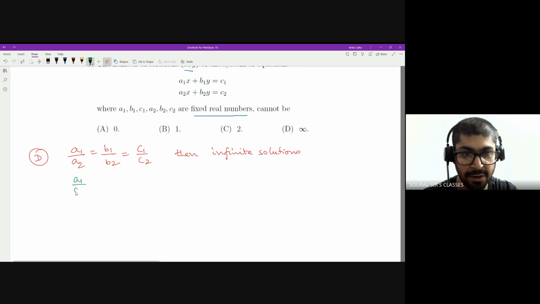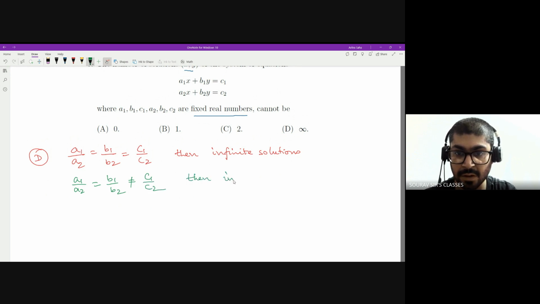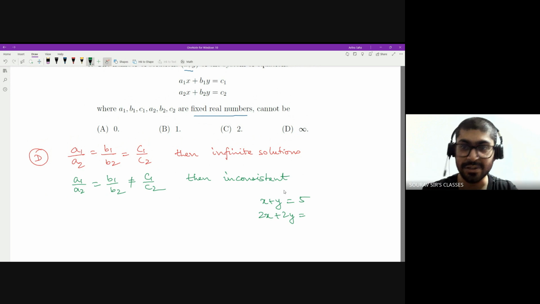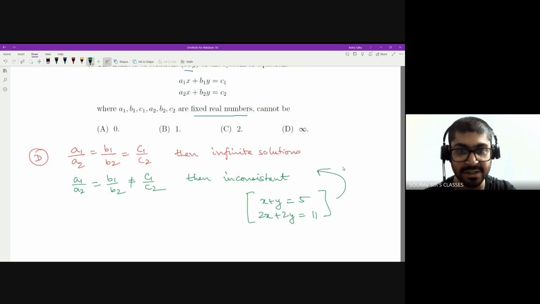So a1 by a2 equal to b1 by b2, and then not equals to c1 by c2. So this makes it inconsistent, right? That will be like saying x plus y equal to 5 and 2x plus 2y. This should be 10, right? Because if x plus y is 5, I say two things cost rupees 5 together, but when I take twice of them, I'll charge you rupees 11. You'll say that is not correct. Exactly, that is not correct. So this is called inconsistent. So I hope you could understand the problem of inconsistency via this example.